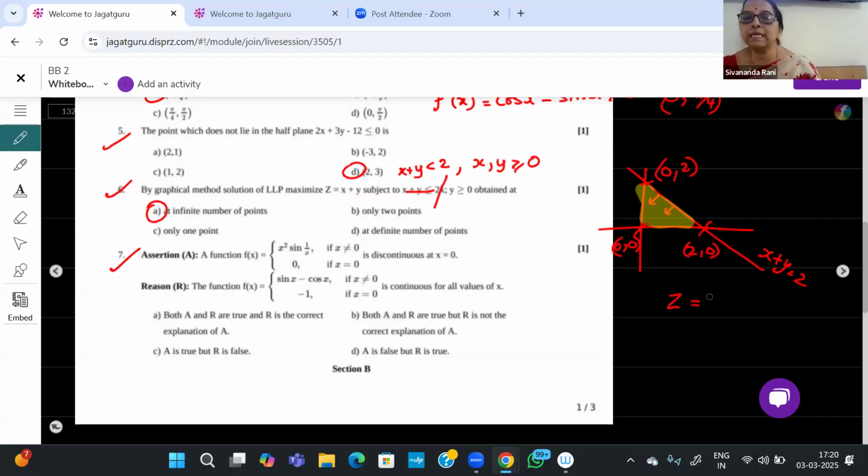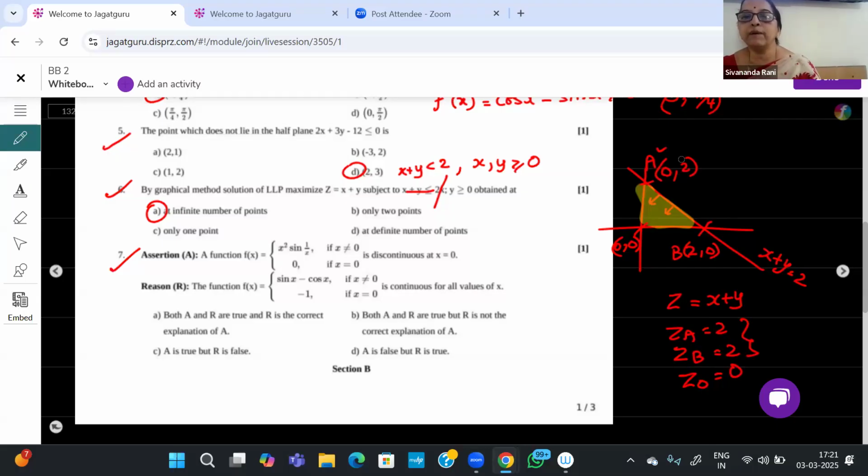But z is x plus y, isn't it? So z at A is 2. At this point, z at B is also 2. z at the origin is 0, isn't it? Among these values, which is the greatest? 2 is the greatest, but it is obtained at 2 points, A and B.